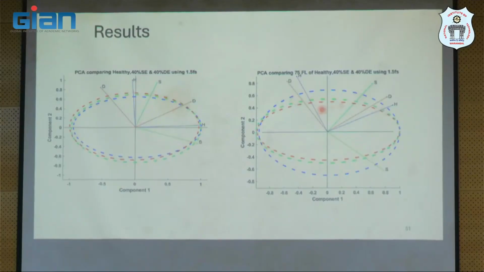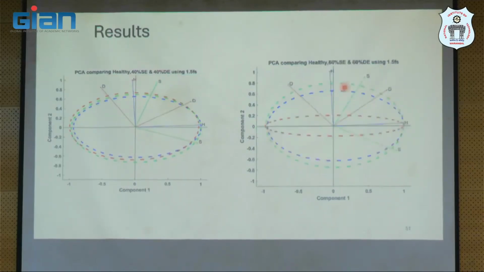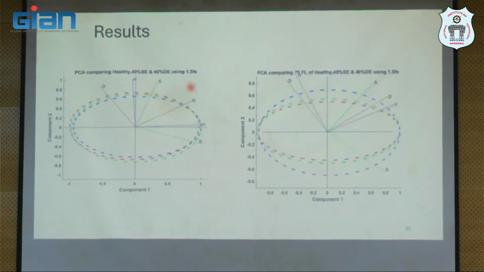So it is consistent. This is at full load, this is at 75% full load, and this is at 60% dynamic eccentricity. So 60% severity or 40% severity, the trend remains the same. Whether we are operating at full load or 75% full load, the trend remains the same.